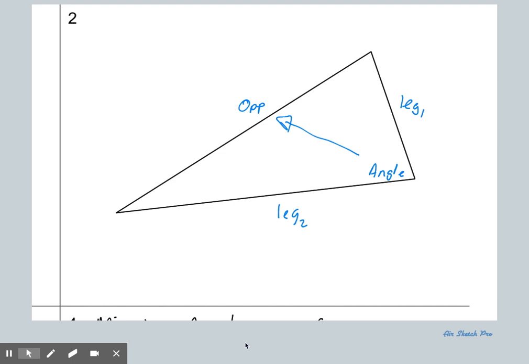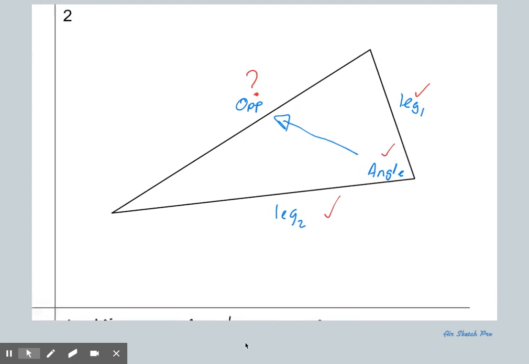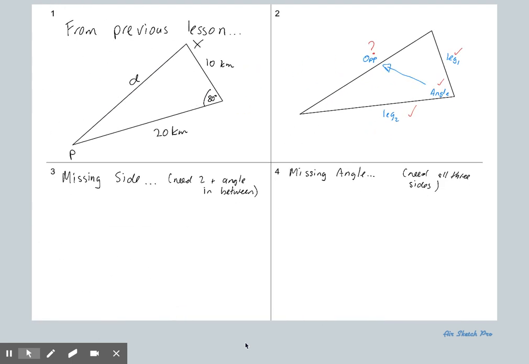So you've got an angle, two legs, and it's the opposite that you're looking for. I'll just zoom out so you can see it. From that descriptive sense, what you're saying is that to work out that opposite unknown side, the opposite squared is equal to the first leg squared plus the second leg squared minus 2 times the first leg, the second leg, and the cosine of the angle.